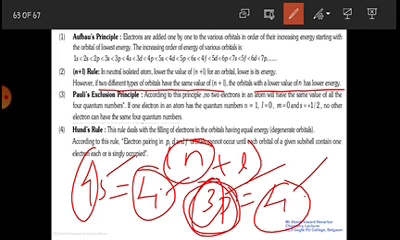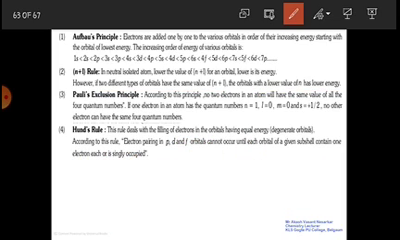So this orbital has lower energy and this orbital has higher energy, because its principal quantum number, its n value, is less, whereas this one's n value is more. So this one is a lower energy orbital and this one is a higher energy orbital. So this is the n plus l rule, remember.